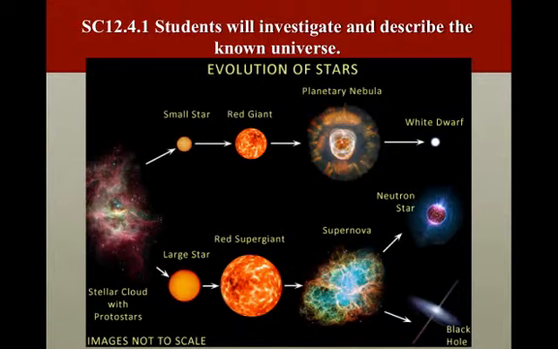All the stars start from the stellar cloud with protostars in them, and then they develop into large stars or small stars. Our sun would be considered a small star, and it goes through a red giant, planetary nebula, into a white dwarf, which would be the end product of our sun. Large stars develop into red supergiants, supernovas, and then either a neutron star or a black hole once they've run out of their fuel.